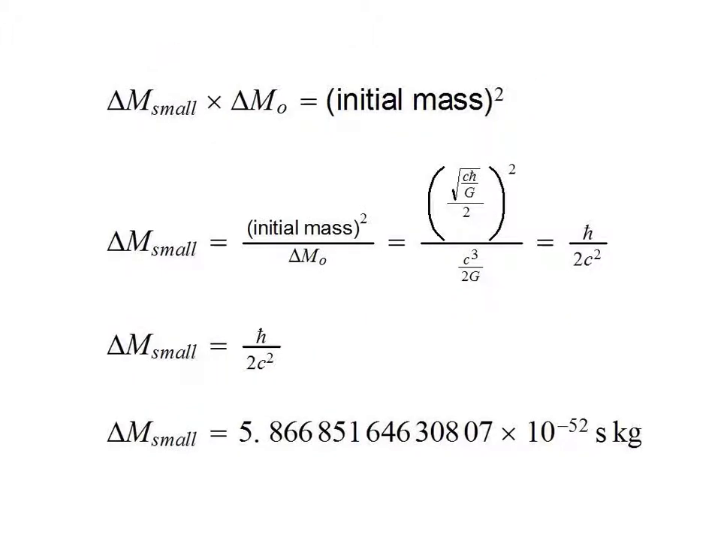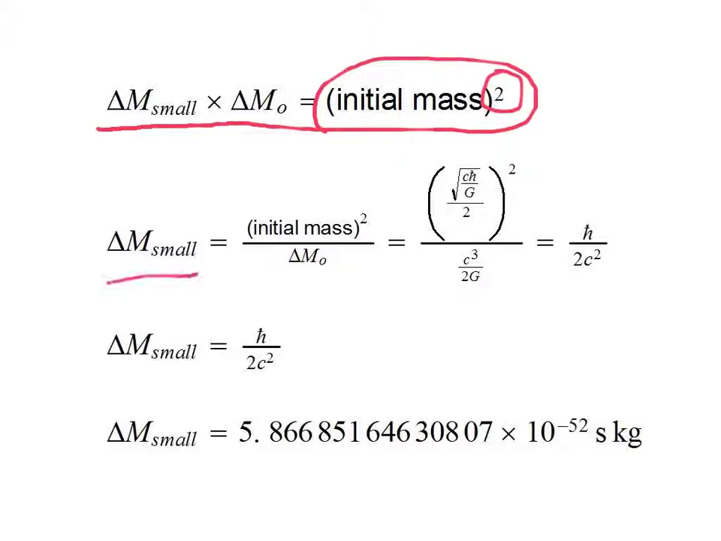We'll follow the same procedure for calculating delta mass small. Using the geometric mean relationship, the product is equal to the initial mass squared. Rearranging, plugging in our value for delta m sub O, the change of mass for the entire observable universe, delta m small is equal to h bar divided by 2c squared.